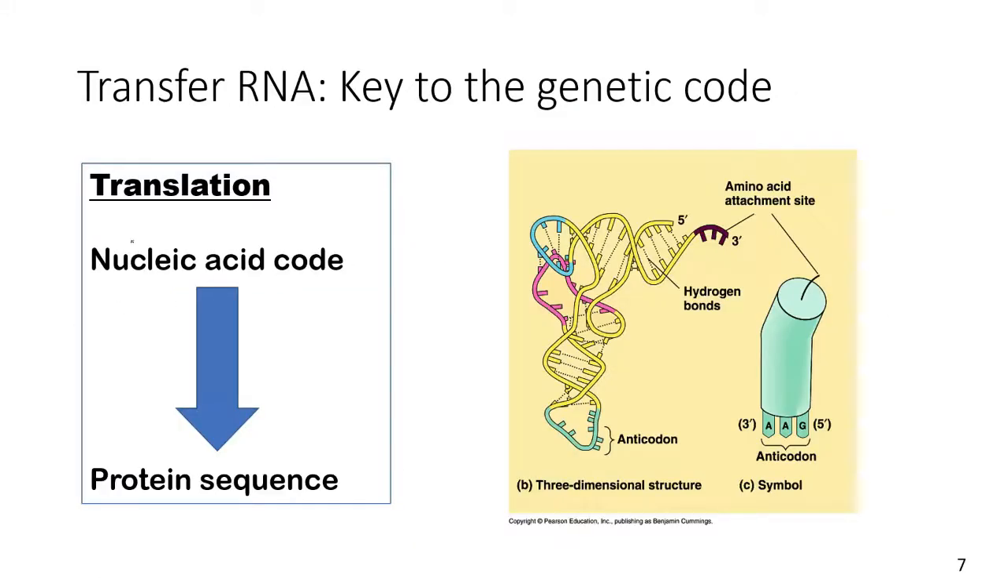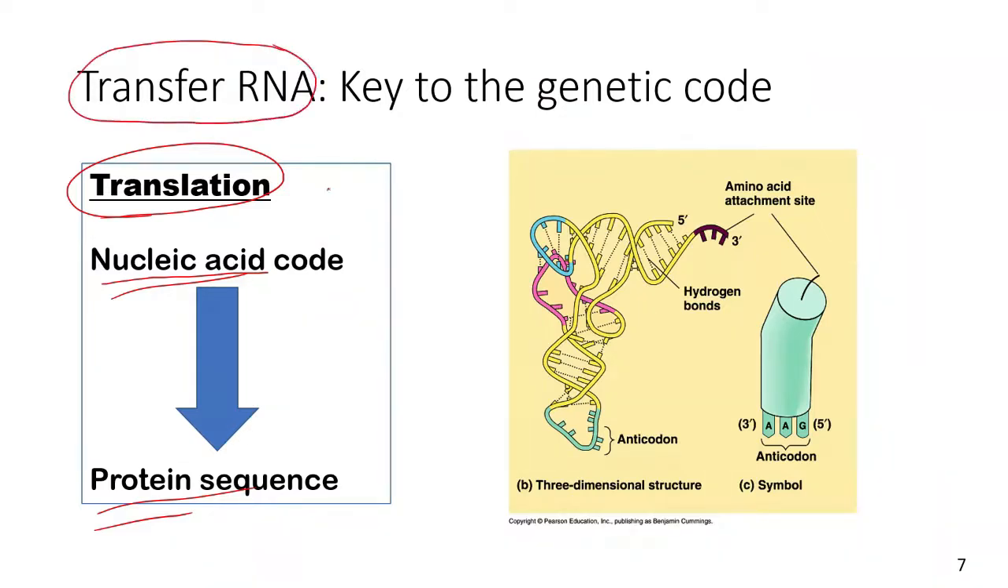Well, the process is called translation for a reason. We're going from one language to another. Essentially, this nucleic acid code language to a protein sequence. So we're switching chemical languages, and the key to that is transfer RNA, or tRNA. It is the key to the genetic code. I introduced it before. It is a long stretch of RNA, so single-stranded RNA, although it does have some interactions where it's bonded by hydrogen bonding and therefore double-stranded in a couple of spots.